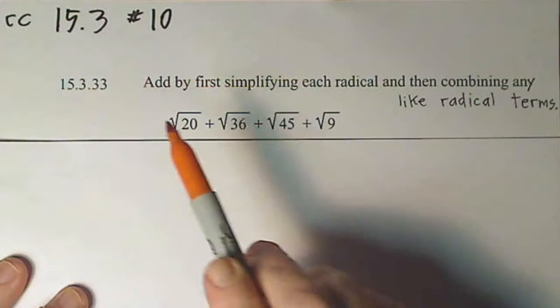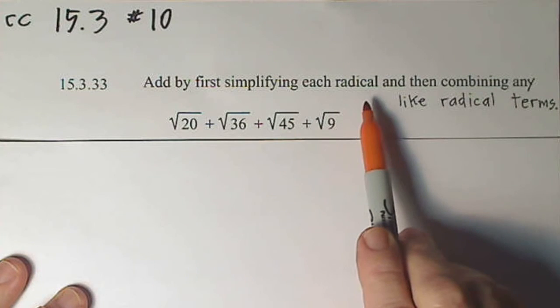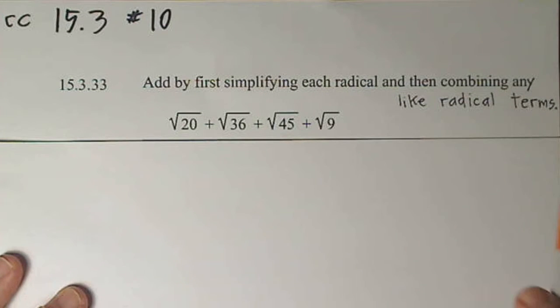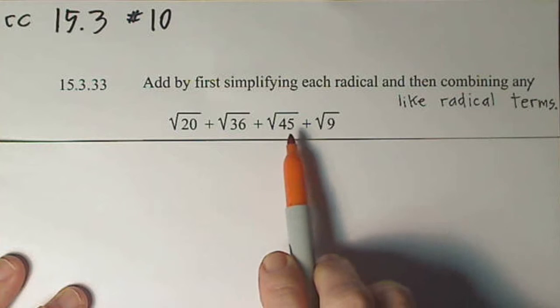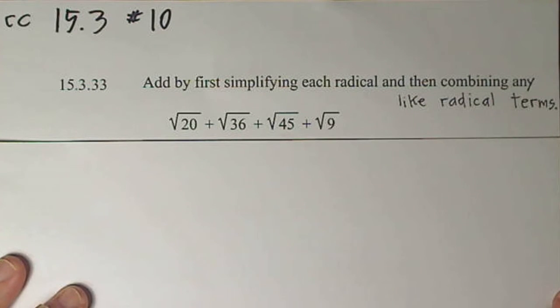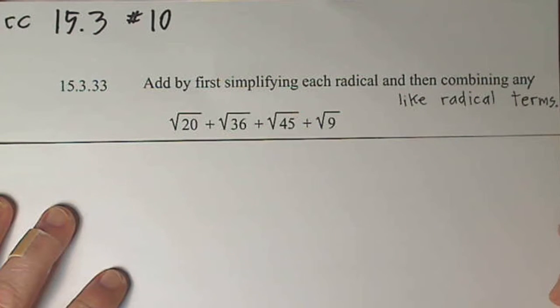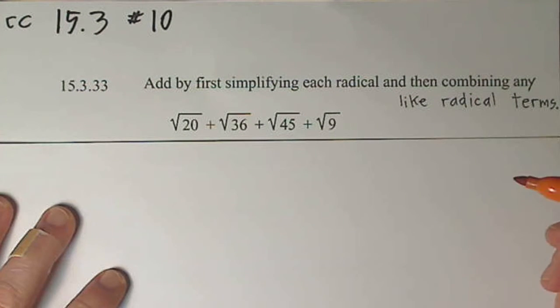Alright, we are asked to add by first simplifying each radical and then combining any like radical terms. You're not allowed to add or subtract radicals unless they're exactly the same. And we say like radical terms. It's just like adding and subtracting like terms with variables.